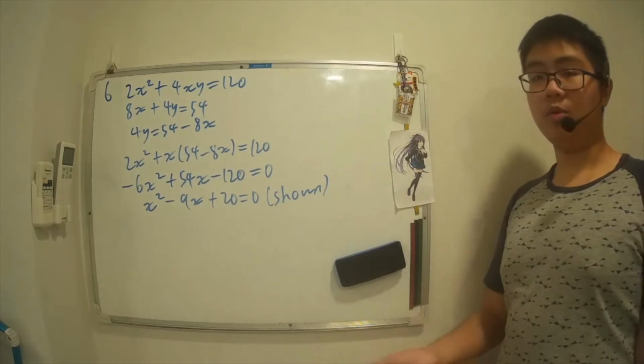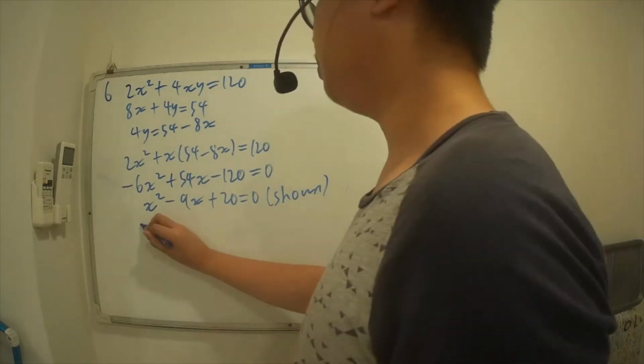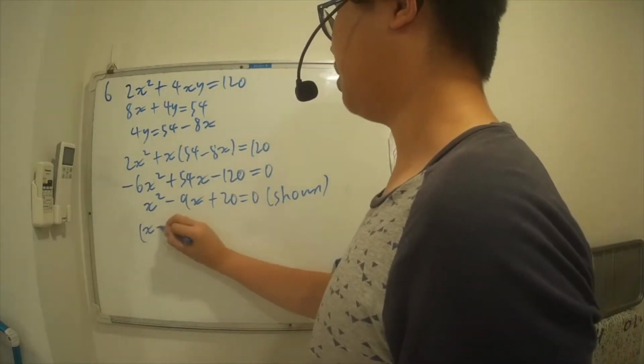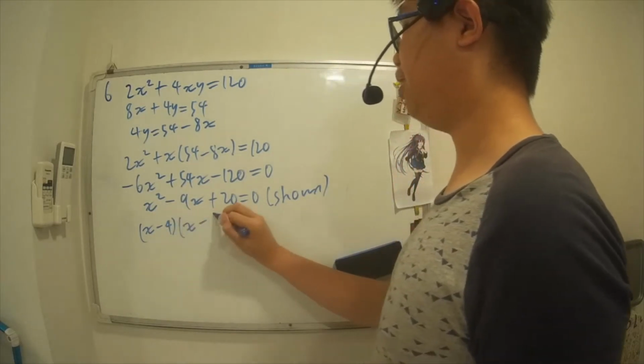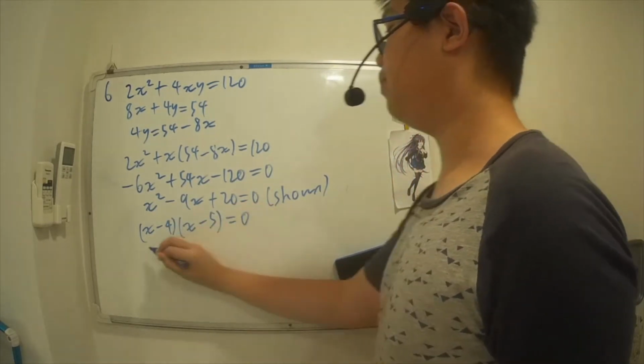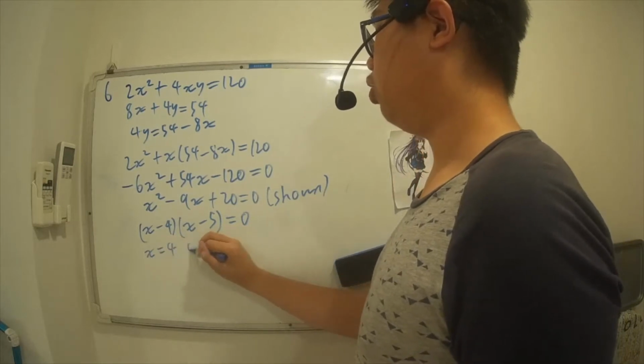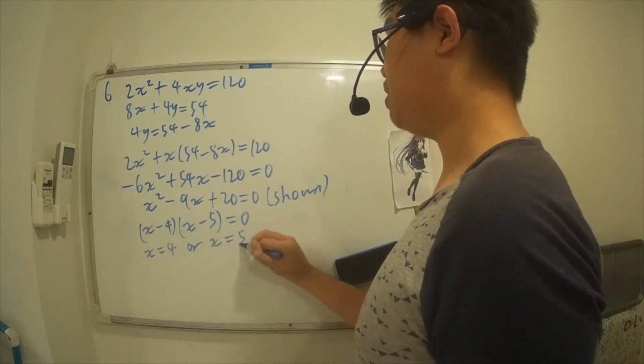Okay, so now we will solve for this, right? So (x minus 4)(x minus 5) is equal to 0, x is equal to 4, or x is equal to 5. And both of these are valid.